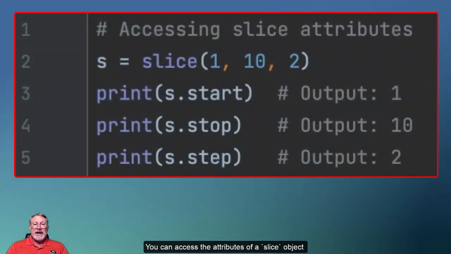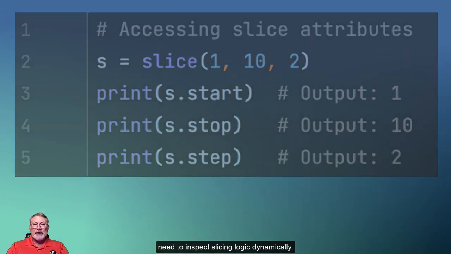You can access the attributes of a slice object to inspect its parameters. This is useful for debugging or when you need to inspect slicing logic dynamically.